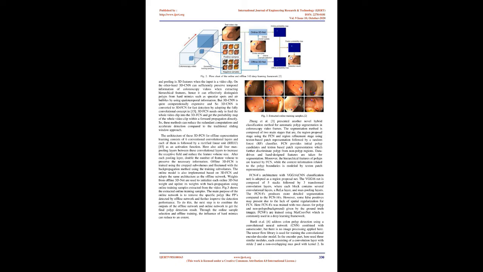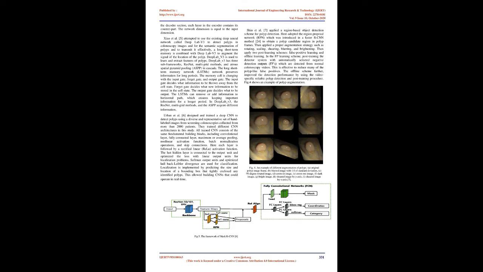The offline 3D FCN is trained using the cropped subvolumes and fine-tuned with the backpropagation method using the training subvolumes. The online model is also implemented based on 3D FCN and adopts the same architecture as the offline network. Weights from the offline 3D net are used to initialize each online 3D net's weights, which are then updated with backpropagation using online training samples extracted from the video. Fig. 3 shows the extracted online training samples.